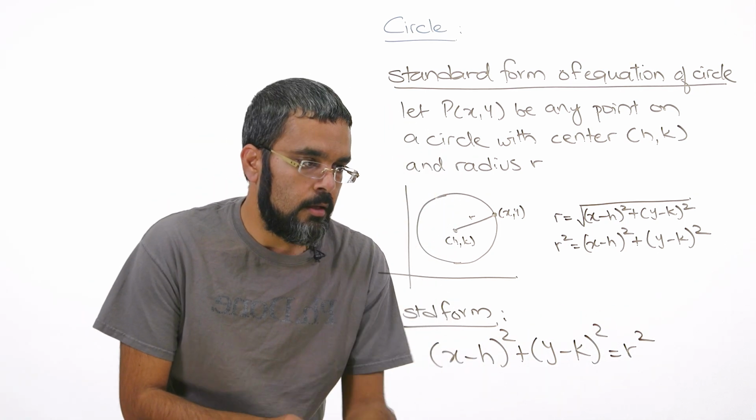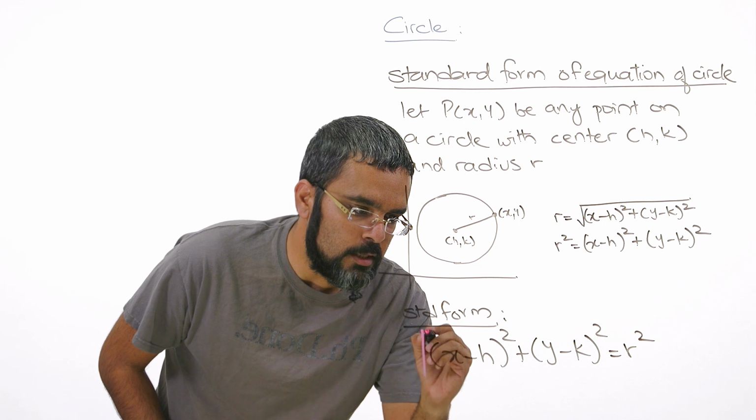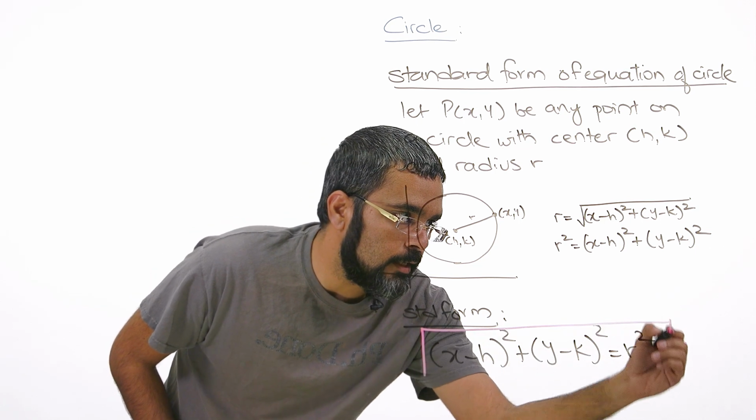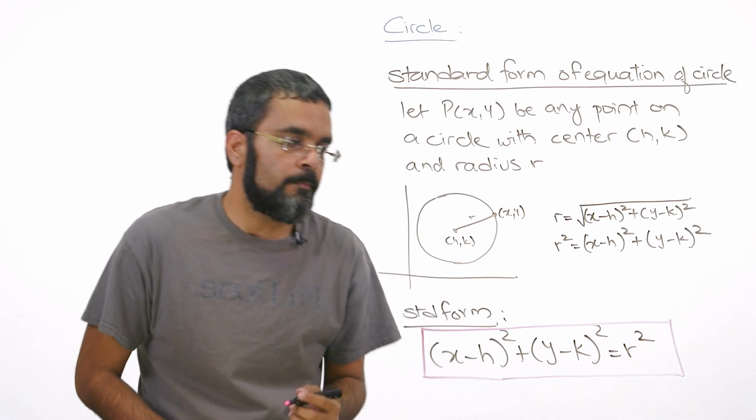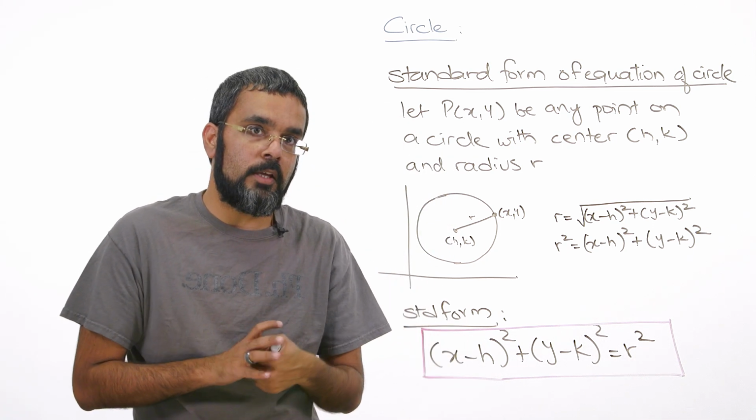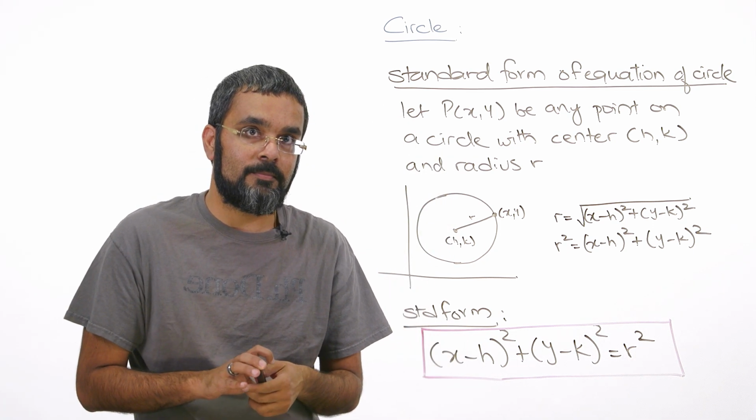This equation is really important to us because it gives us not only the center of the circle, but it also gives us what the radius is. And this is going to be one of the most important equations when we talk about circles.